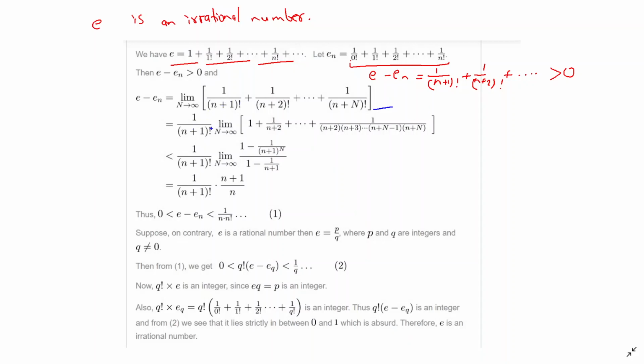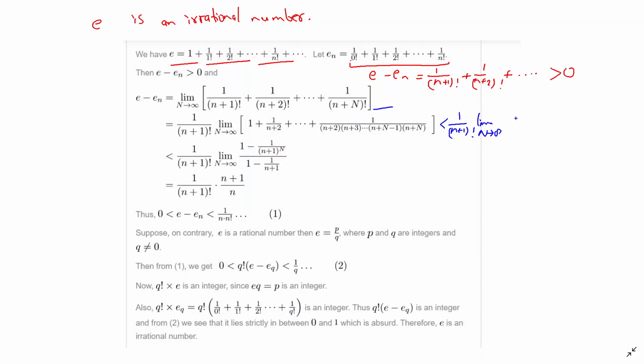So what will we get? We will get 1 upon n plus 1 factorial, limit capital N tends to infinity, of 1 plus 1 upon n plus 2, plus dot dot so on, plus 1 upon n plus 2 into n plus 3 up to n plus N.